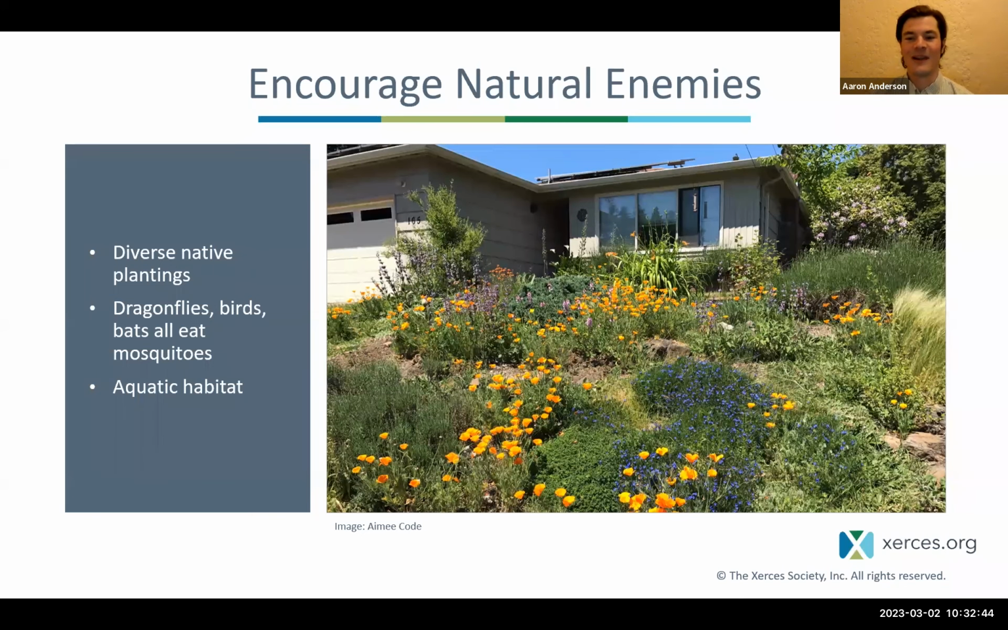I do want to note that predation by birds and bats likely won't have noticeable effects on the populations of mosquitoes in your yard, but it's still a good thing to do just to create a functioning ecosystem in your yard, and it can't hurt. Aquatic habitat, though, is a slightly different story, which we'll talk about next.